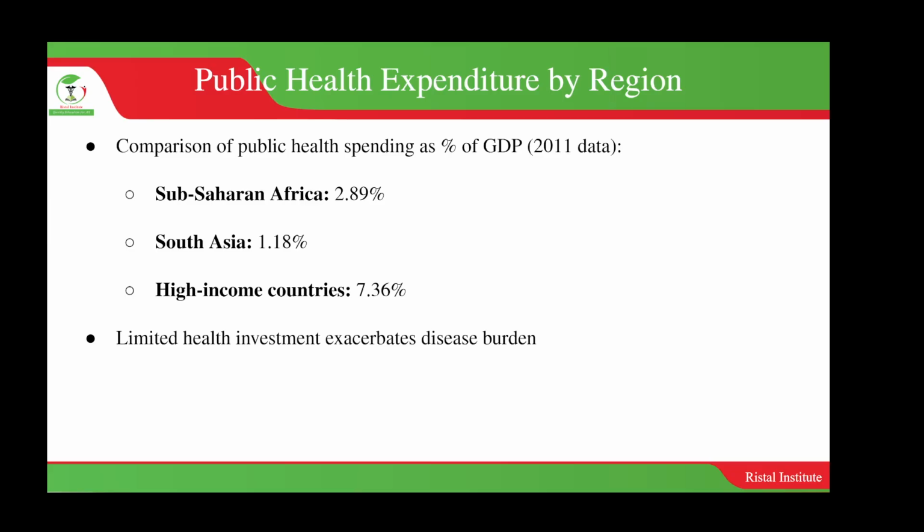As you can see here, Sub-Saharan Africa spends 2.8% of GDP on health, South Asia 1.18%, and high income countries instead spend more, 7.36%. That means those having poor health outcomes are actually spending less, while those having better health outcomes are spending more. It's like the one who is supposed to improve is not improving, and the one who is supposed to be happy is working harder. So that's the situation we have.